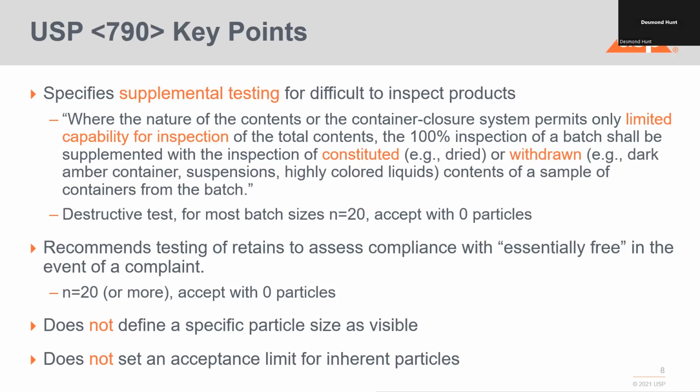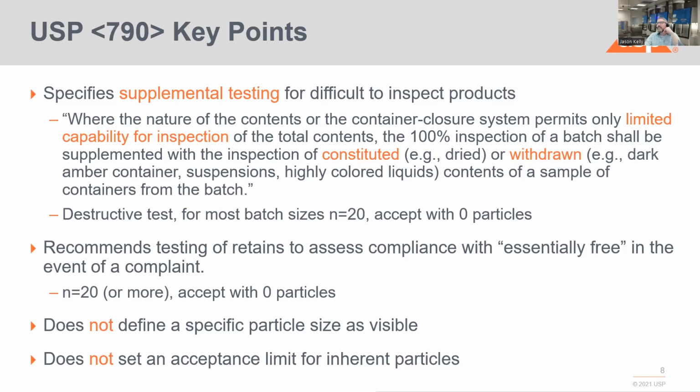There were other discussions we had around what happens if particles are identified while a product is in distribution. And how does one go back and determine whether or not that lot is still essentially free? And so it's recommended testing of the retained samples to determine whether or not that lot is still essentially free. Again, looking at 20 samples or more, if you have more within your facility, and again, accept that lot as essentially free if no particles are identified.